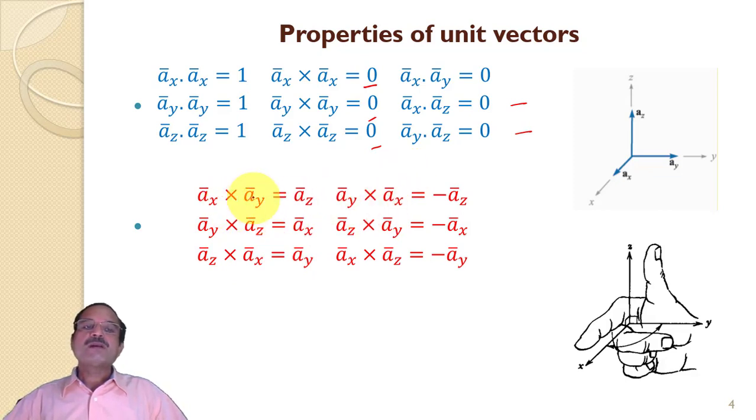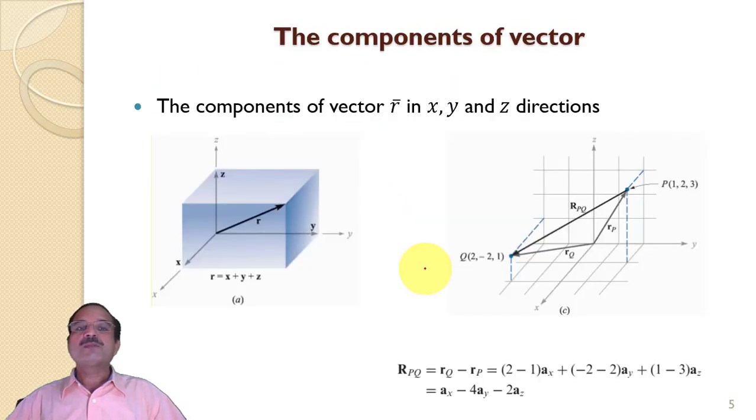Now since the cross product is a vector quantity, ax cross ay is not the same as ay cross ax. It is opposite; it has negative direction. Because of that, ay cross ax is minus az, az cross ay is minus ax, and ax cross az is minus ay. So this is about the dot products and the cross products of these vectors.